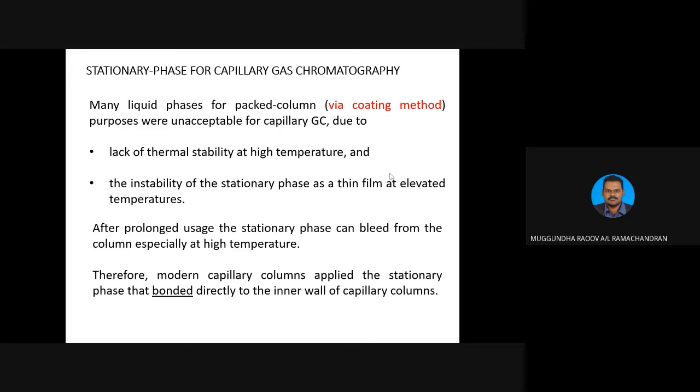Okay, if you have column bleeding, class, you will get a very unstable baseline. From the chromatogram you can evaluate whether it is column bleeding or not. If your column starts to bleed, class, there is no choice for you, you have to change the column.